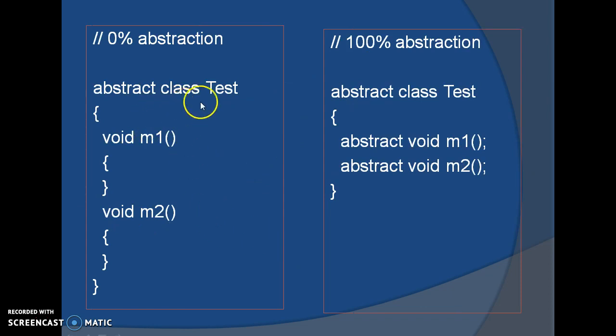Now, what is this degree of abstraction? Suppose I create an abstract class, but I do not give any abstract method inside this class, then this will be an example of 0% abstraction. But suppose I create an abstract class where I give all the methods as abstract, then that would be an example of 100% abstraction.